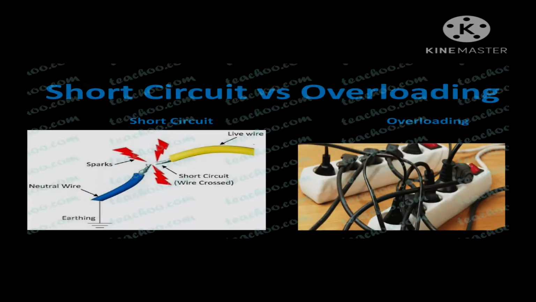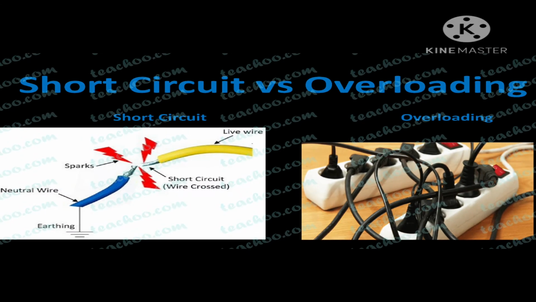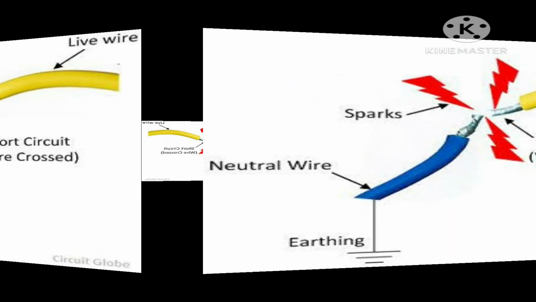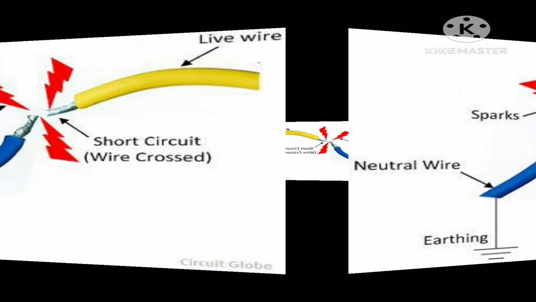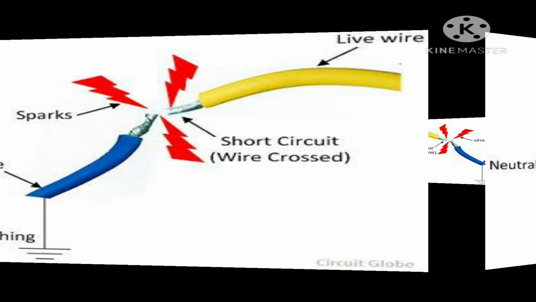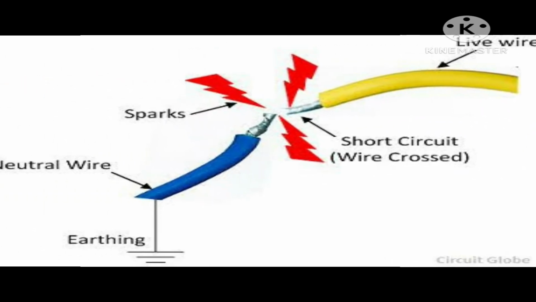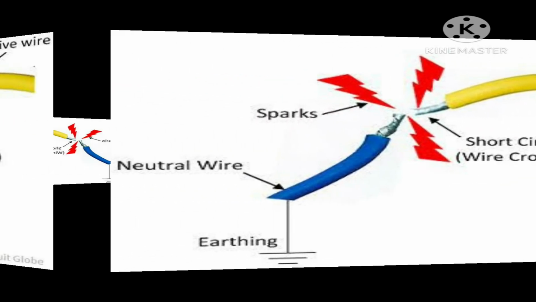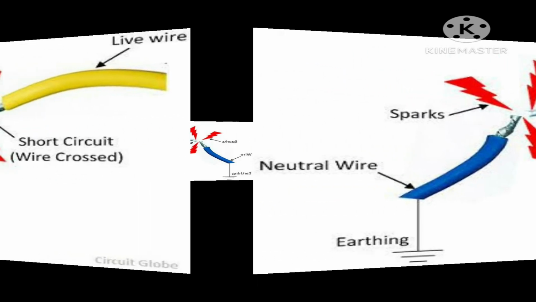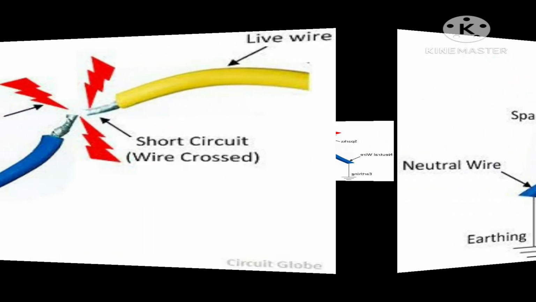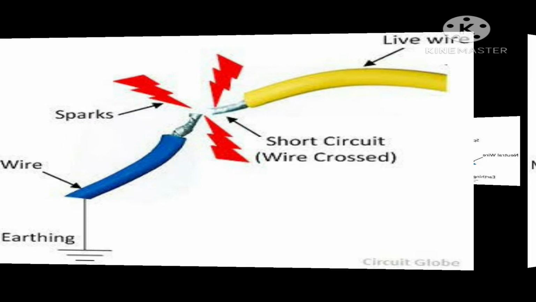The next topic is causes of excessive flow of current. An extremely large current can flow in household circuits under two circumstances. The first is short circuit and the second one is overloading. Now, what is short circuit? A sudden flow of very large current due to the direct contact of a live and a neutral wire is called short circuit. The short circuit may lead to electric fires.